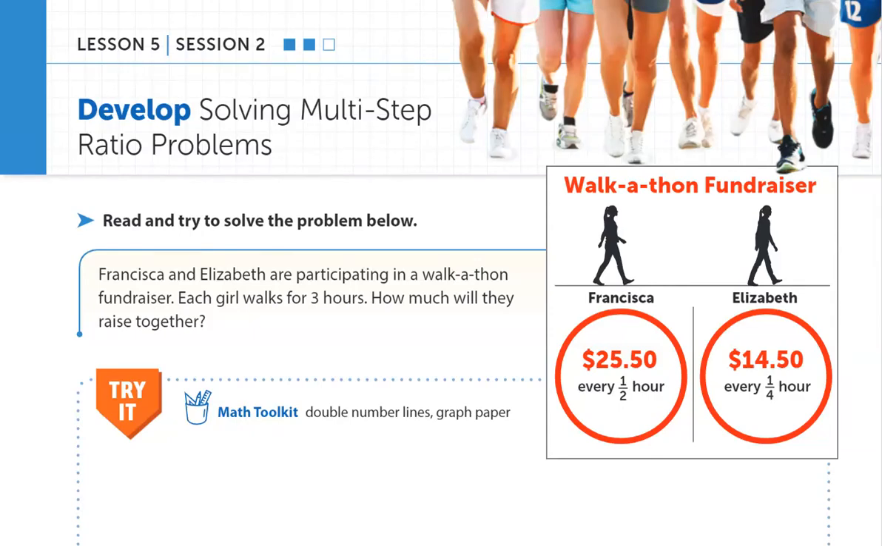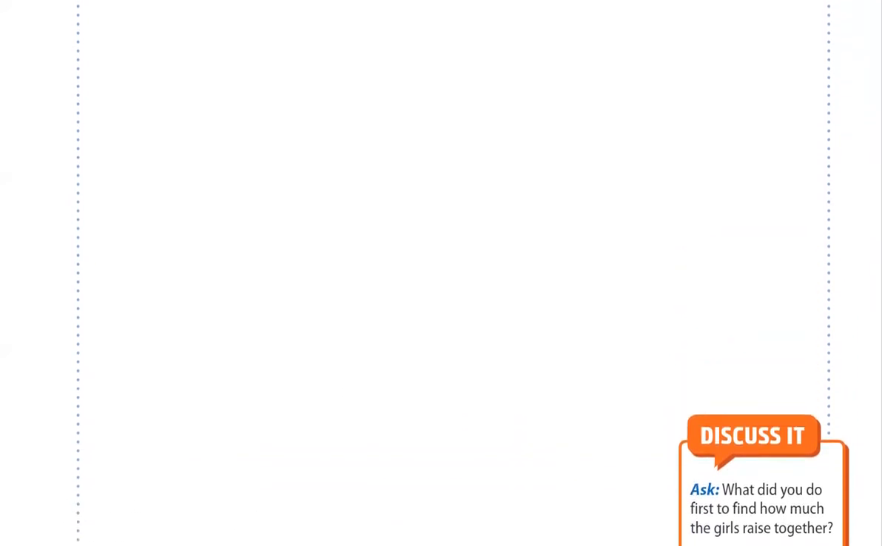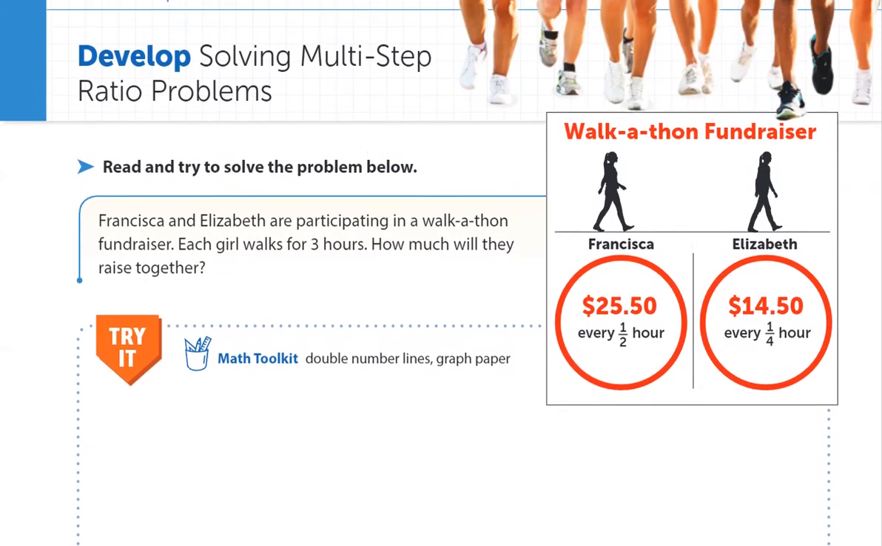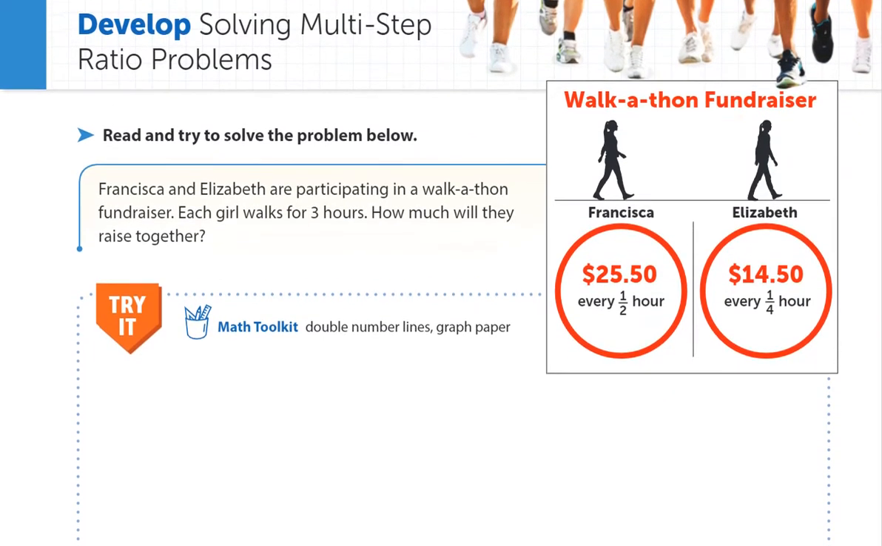Hi, 7th graders. We're on Lesson 5, Session 2 in your book, which starts on page 87. And today we are solving multi-step ratio problems. So we're going to be looking at multiple ratios.